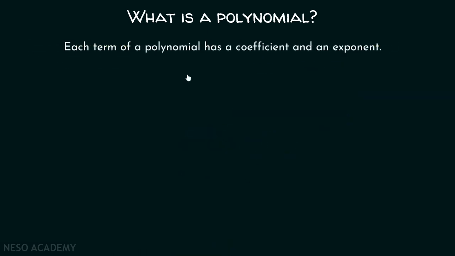Apart from this, each term of a polynomial has a coefficient and an exponent. It should be very clear that each term of a polynomial has a coefficient and an exponent. For example, we can take this polynomial 5x cubed minus 3x squared plus 2x plus 1. This is a polynomial. Here you can see that we have four terms: 5x cubed, minus 3x squared, 2x and 1. These are the four terms of this polynomial and they are added together, right?